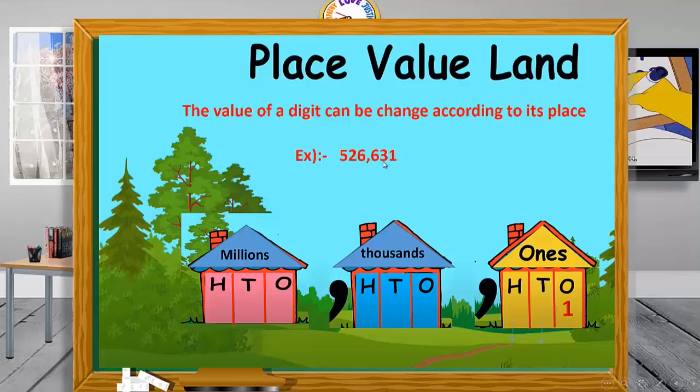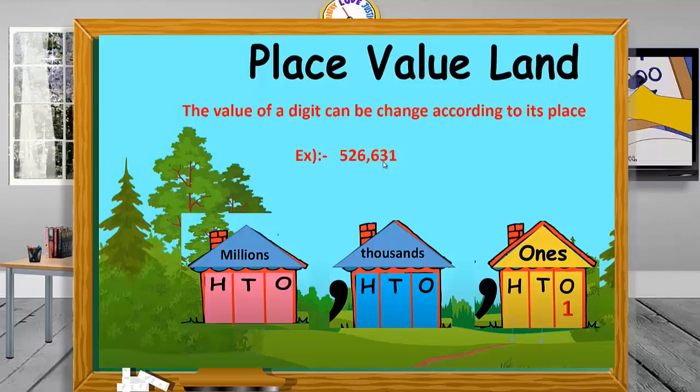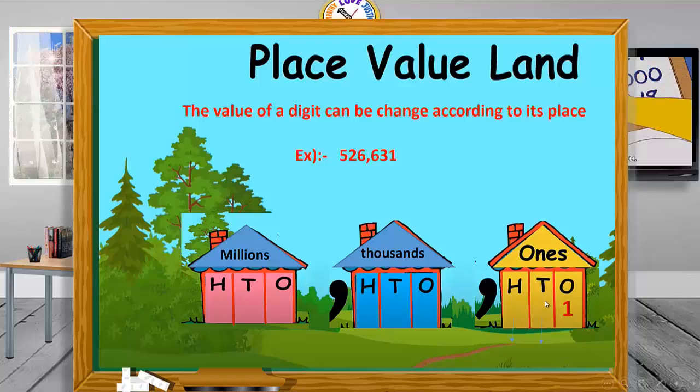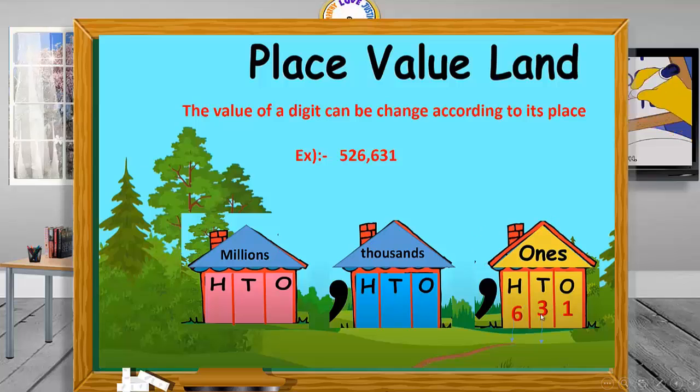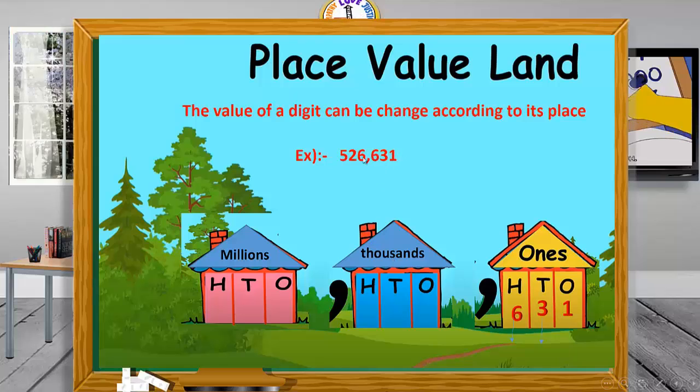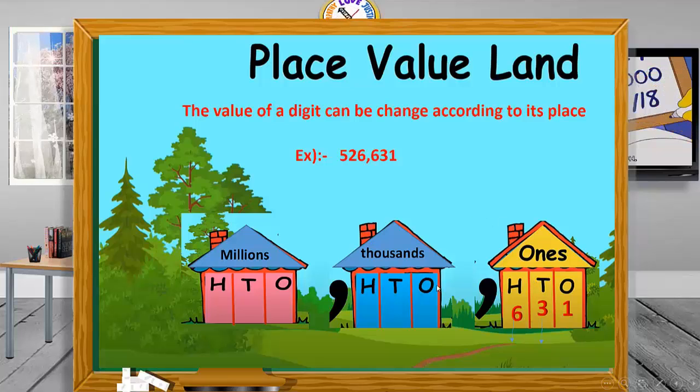Look at the next digit. Where can you put it? In the first house, in the second room. What is the name of the second room? The second room is tens, so 3 goes in tens. Where can we put 6? You can put 6 here in the first house, in the hundreds room. We finished the first 3 digits and the 3 rooms. Go to the next house, because we don't have any room left in the first house.